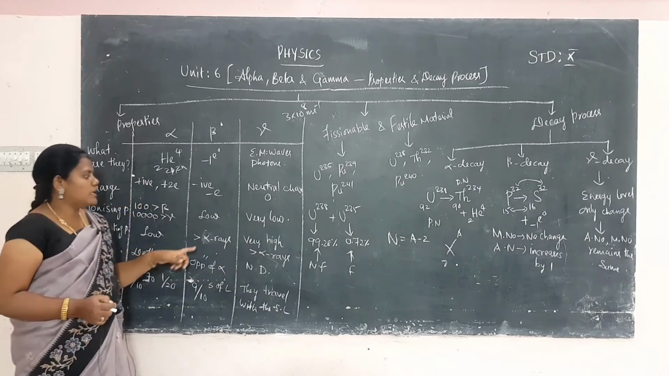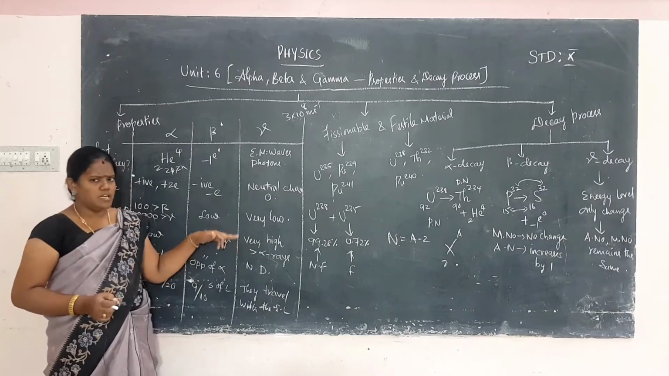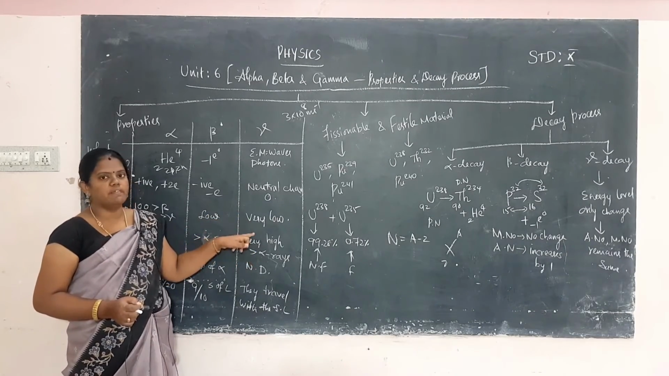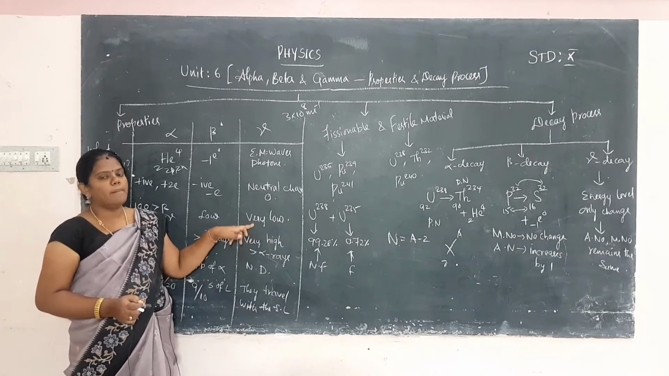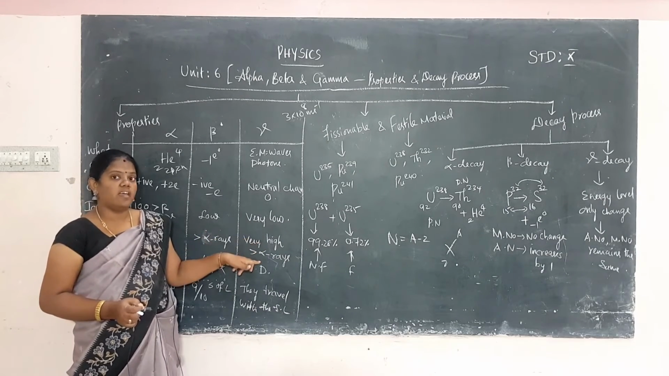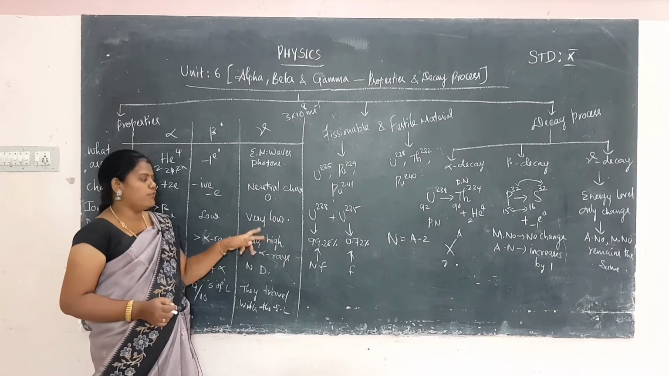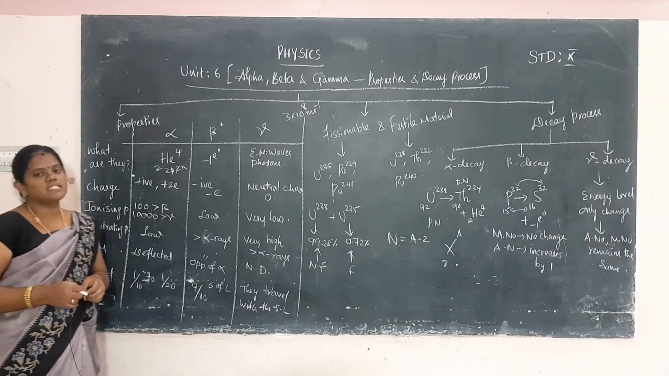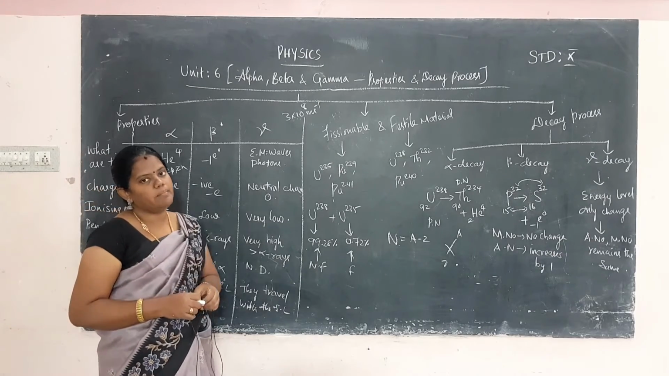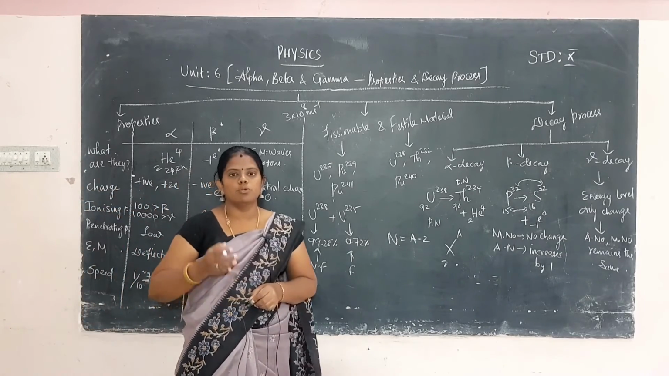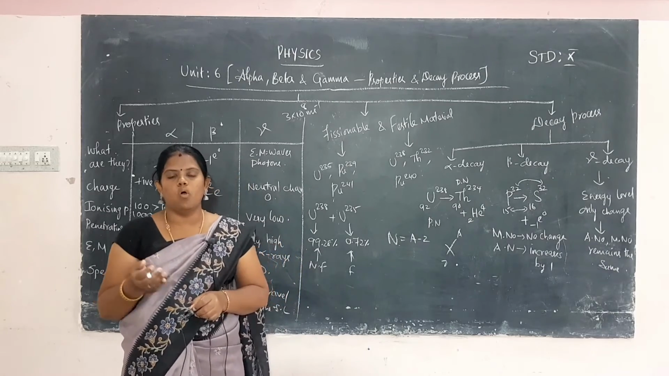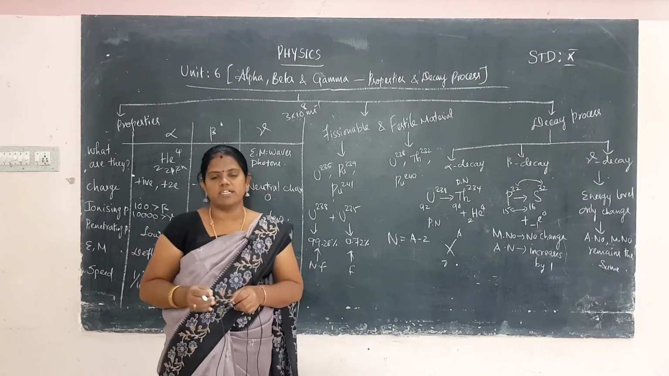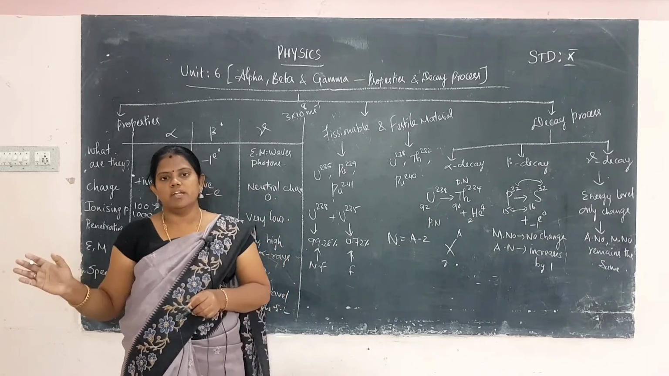Comparable to the gamma, for ionizing power and penetrating power: the ionizing power of the gamma is very low, but the penetrating power of the gamma is very high. It will be the inverse of one to another. Then electric field and magnetic field. Alpha rays definitely will be deflected by electric field and magnetic field. Suppose you fix a metal block on the way of alpha rays, they will definitely be deflected and move in a different direction.